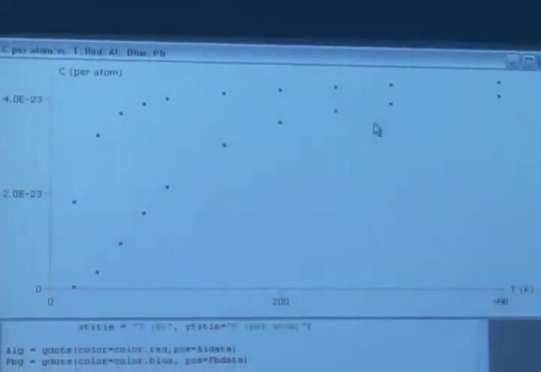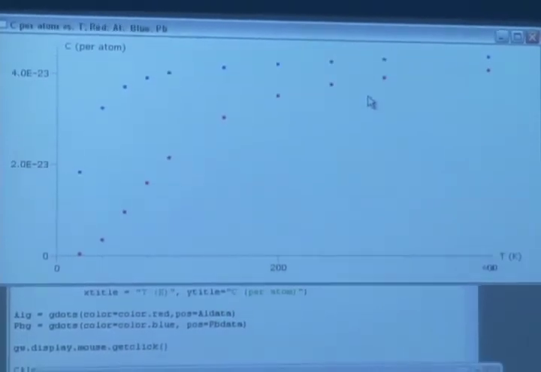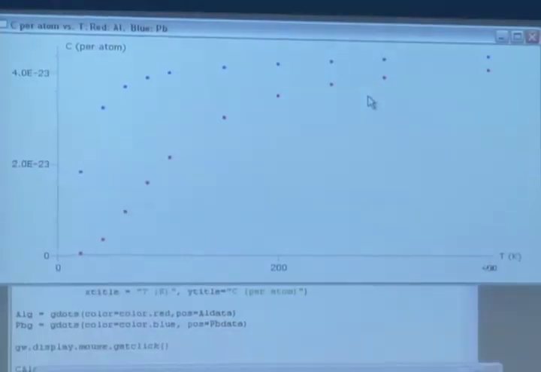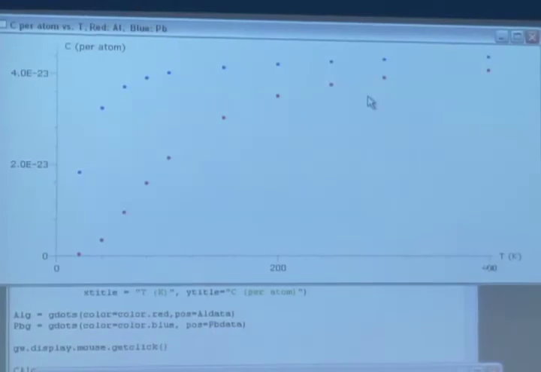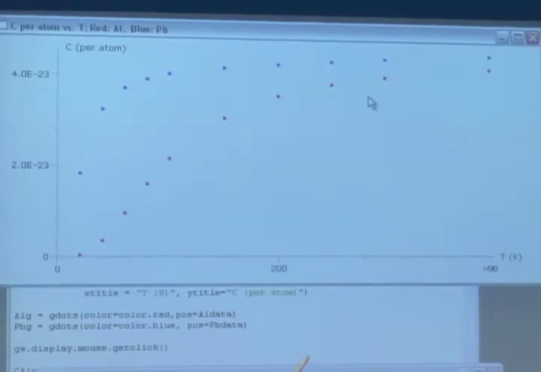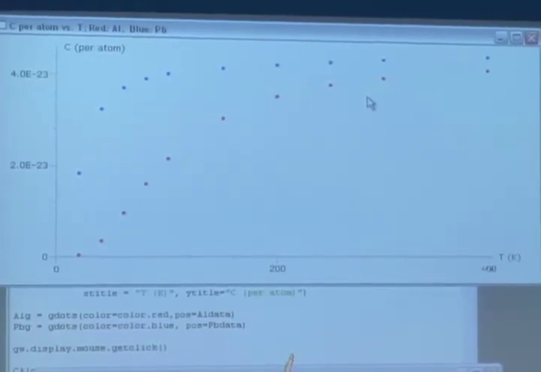Okay, so what is this? Let's get so we can see it. What the dots are is actually data from the research literature, from reference literature. This is measured specific heat capacity for two substances. The red dots are specific heat capacity of aluminum versus temperature, and the blue dots are measurements of the specific heat capacity of lead versus temperature.